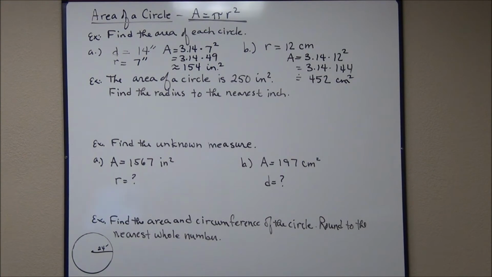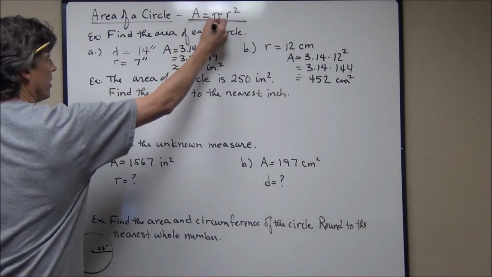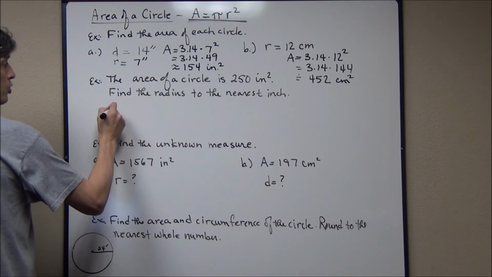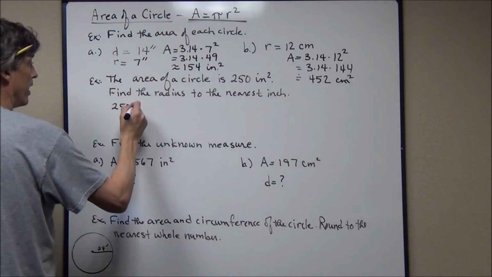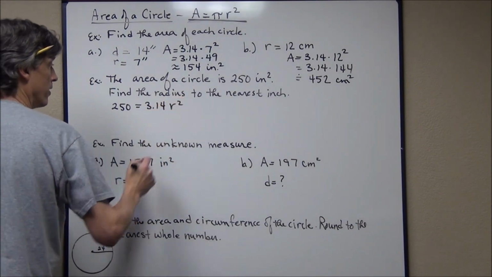Alright, and the next example here, they give you the area, they're asking for the radius. In fact, that's for all three of these, where they give you an area and then they ask for a particular measure. Okay, so in this case, the area, remember, is right here, area equals pi r squared. So 250 gets plugged in for A equals pi, or 3.14 times my radius squared.